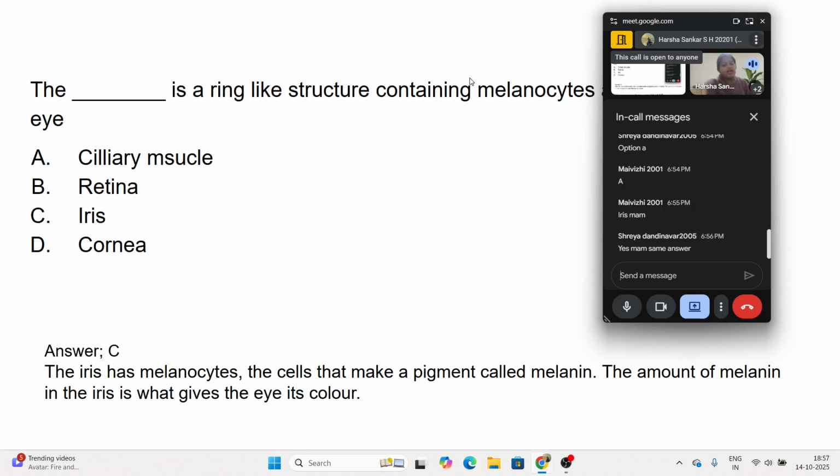So the iris has melanocytes, the cells that make a pigment called melanin. The amount of melanin in the iris is what gives eyes their color. That's why some have dark, some have blue, some have green eyes, depending on the amount of melanin. If there is higher melanin, then it's darker. If there is lesser melanin or different types of melanin, then the eye looks in different colors.